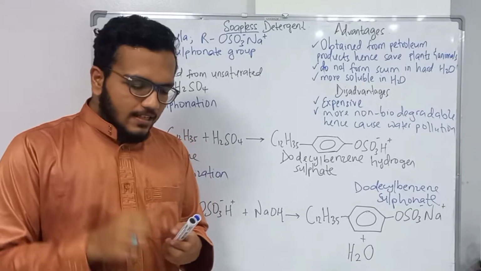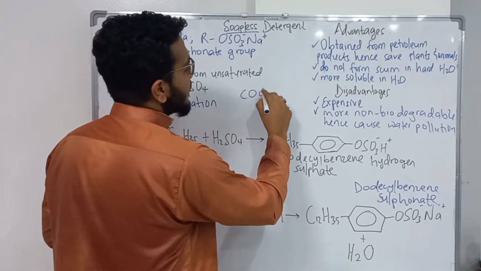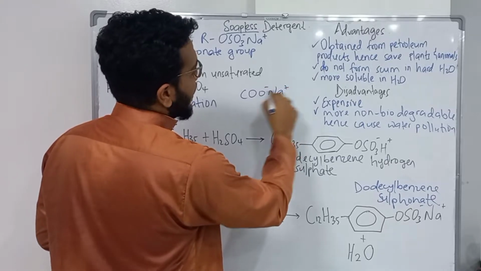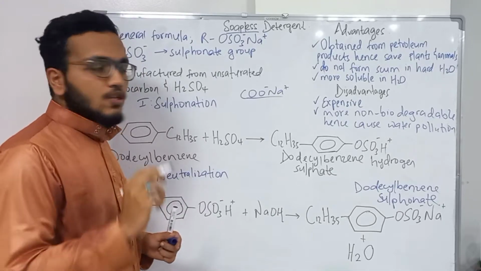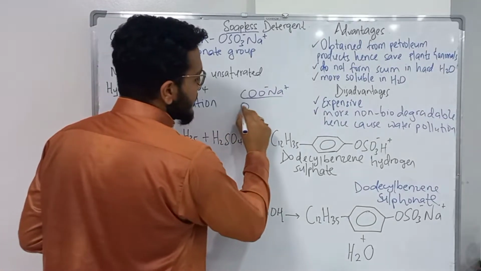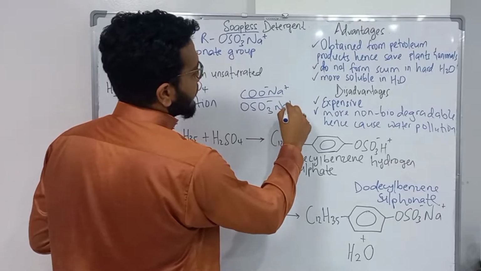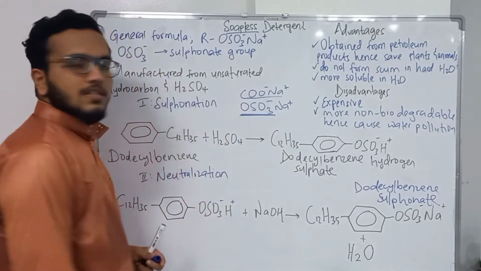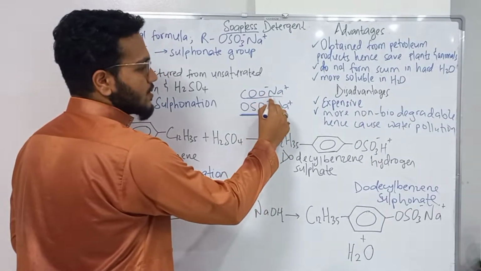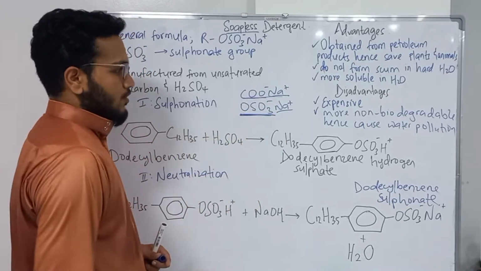Now we saw in the soapy detergent, the group was O negative and A positive. If you see this, you identify it as a soapy detergent. How do you identify a soapless detergent? It has a sulfonate group. This group here is called the sulfonate group. The sodium ions don't change, but the carboxyl group and the sulfonate group is what changes.